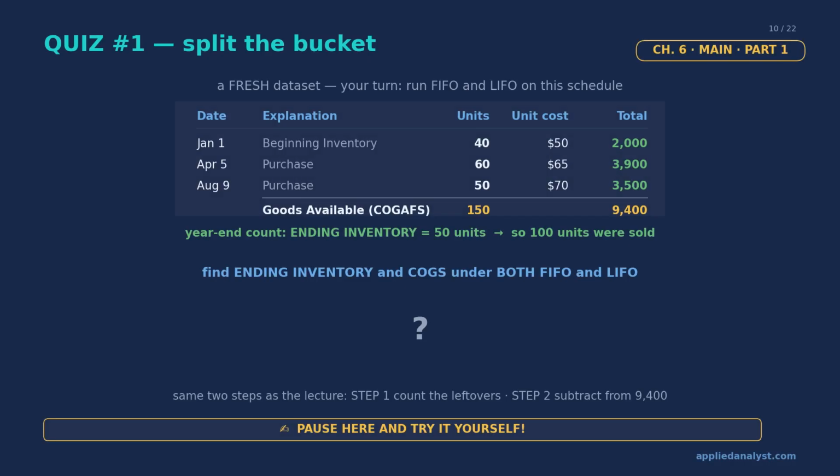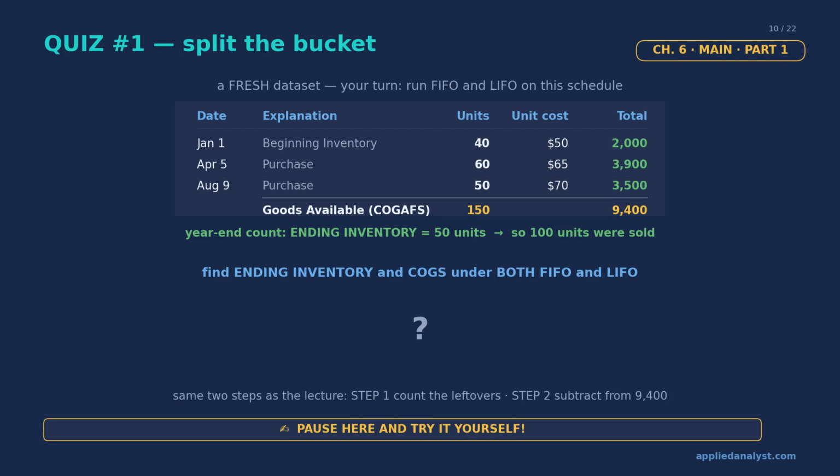Fresh numbers this time, so you're really doing it, not just nodding along. Pause right here and try it yourself. That's what the button is for. Here's the schedule. Beginning inventory, 40 units at $50, that's $2,000. Then a purchase of 60 units at $65, that's $3,900. And a purchase of 50 units at $70, that comes to $3,500. That's 150 units available for a total of $9,400.